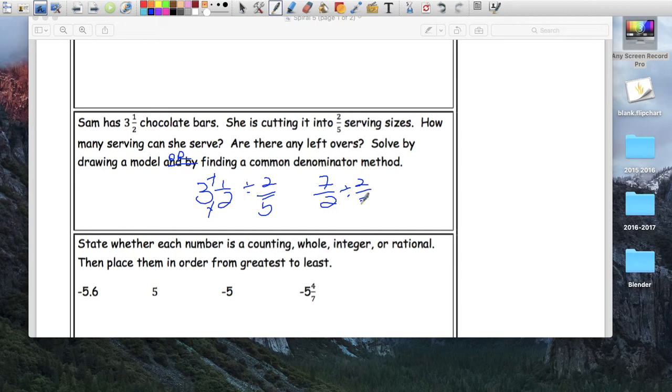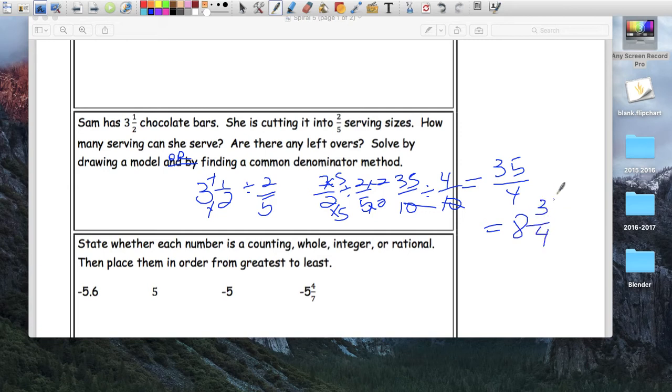Let's find a common denominator, which is 10. Times 5, times 5, this is 35. Times 2, times 2, this is 4. So you get cross-multiplication, and you get 35/4. And change to a mixed number. 4 goes into 35 8 times, 3 left over. 8 and 3/4. So that's our answer.